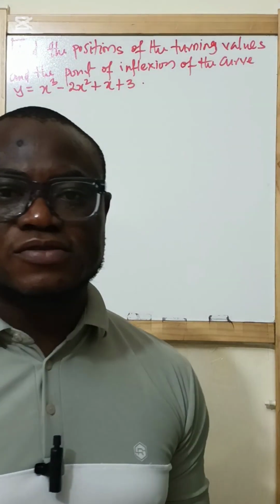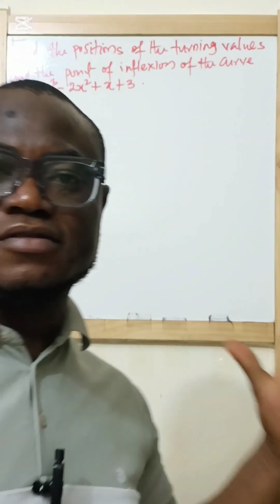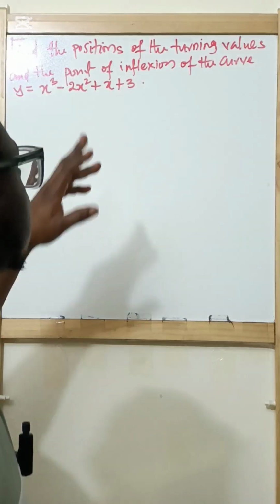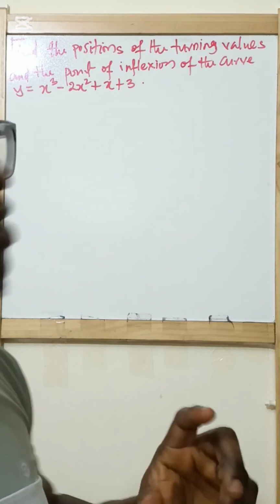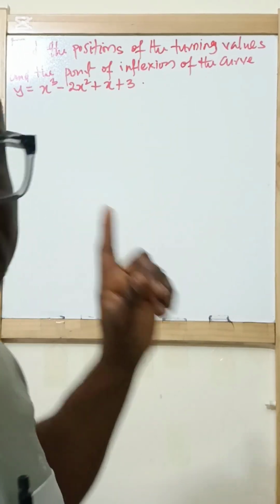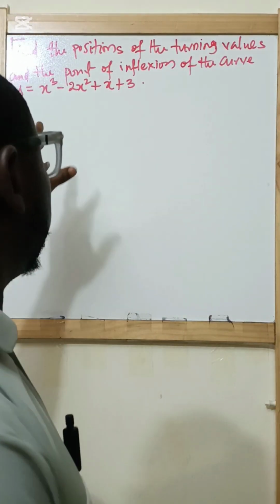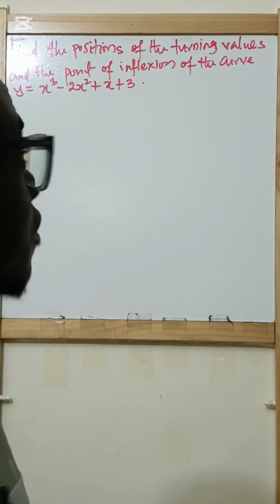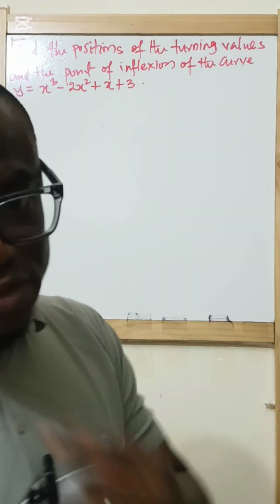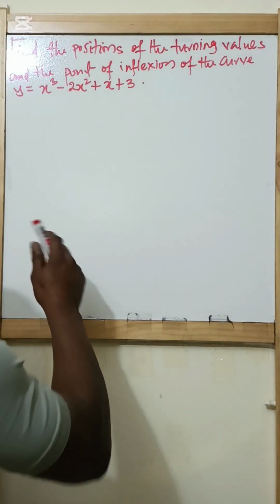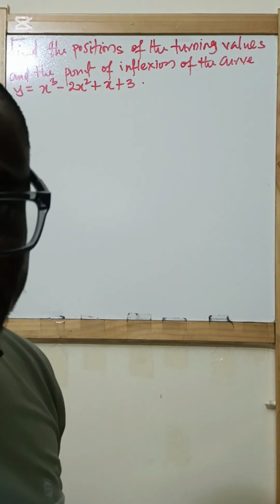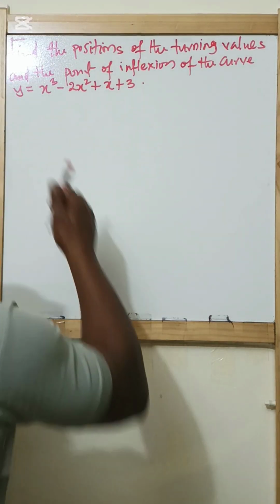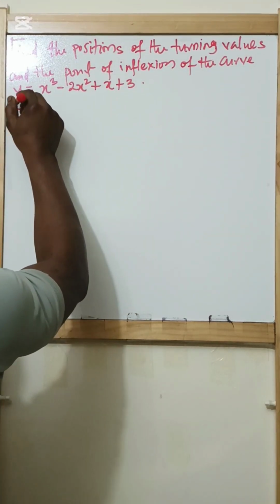So hello, good day. Today we want to look at this question. It says find the positions of the turning values and the point of inflection of the curve y is equal to x cubed minus 2x squared plus x plus 3. What we are going to do from here is get the turning point first, by differentiating. So that's the solution.